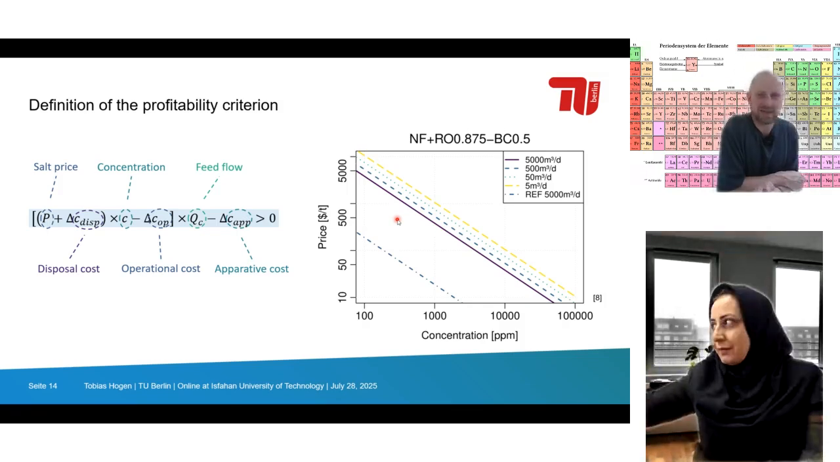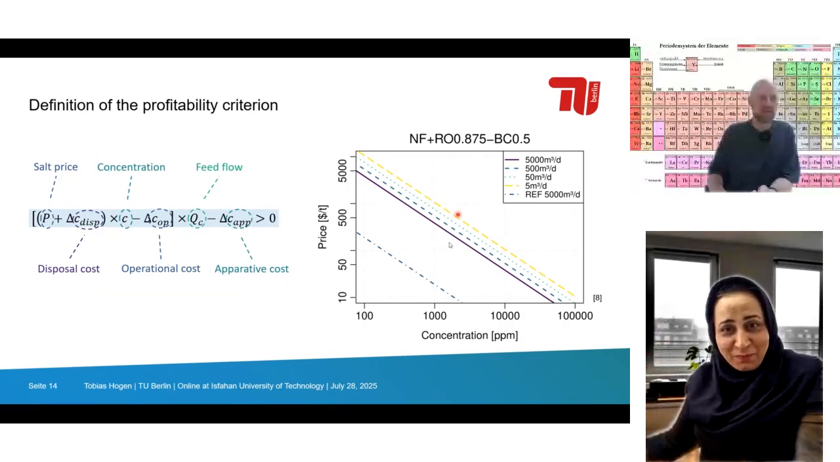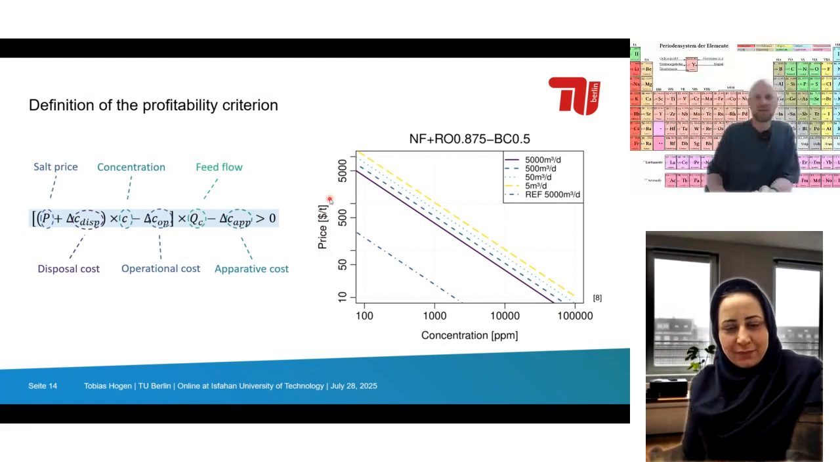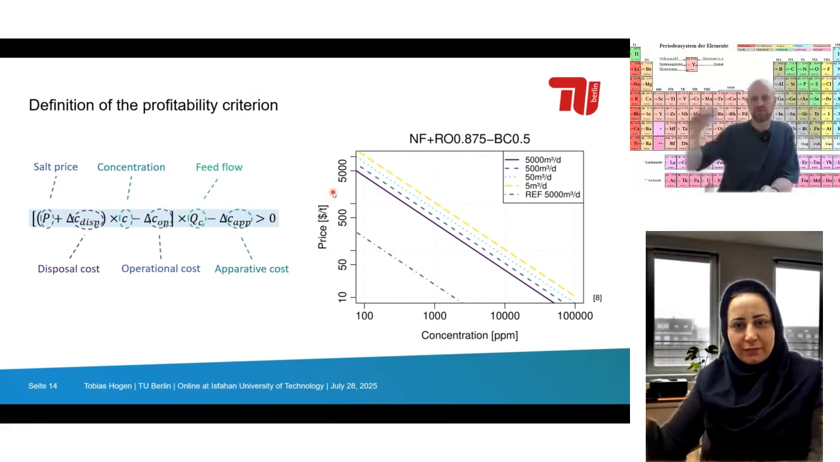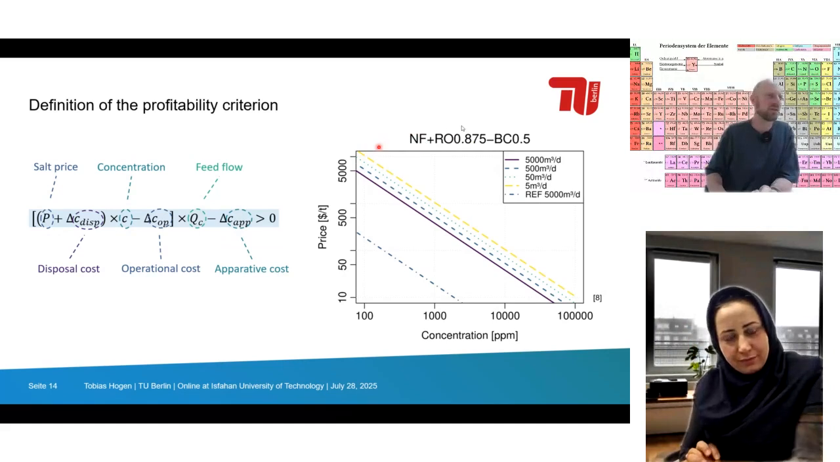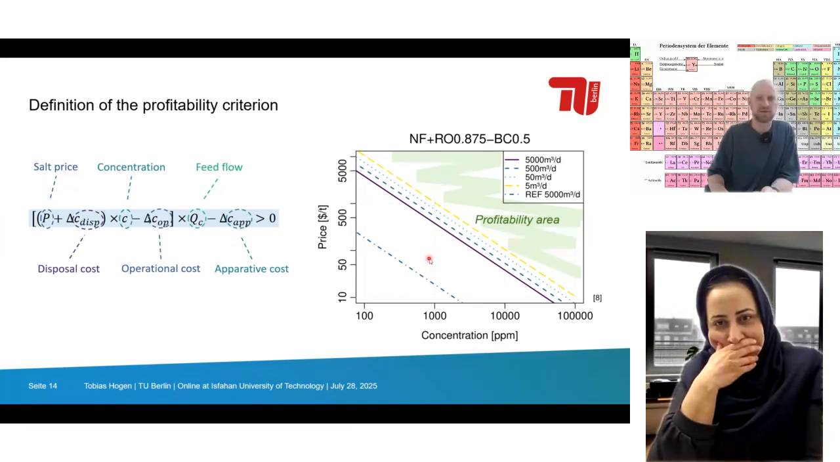I think it's clear, and the nice thing is you can plot this on a diagram. On the x-axis we can plot the concentration of a salt, and on the y-axis the price of a salt, and then just create break-even lines for a certain process combination. Here is one example: nanofiltration plus RO plus brine concentrator and brine crystallizer, and then you get some break-even points and can just read from this chart. Everything on the right-hand, top side is in the profitable area. On the left side is the not profitable area.